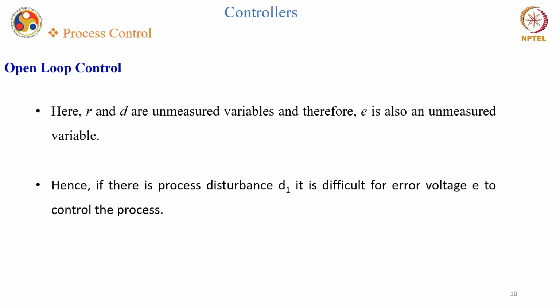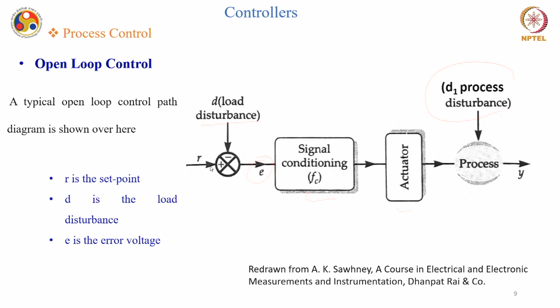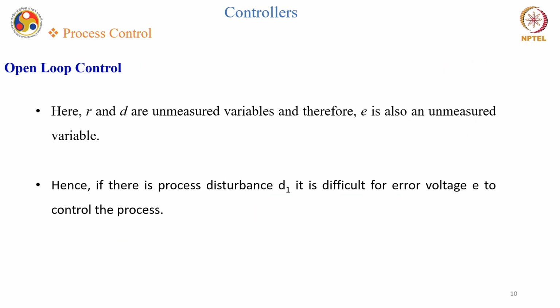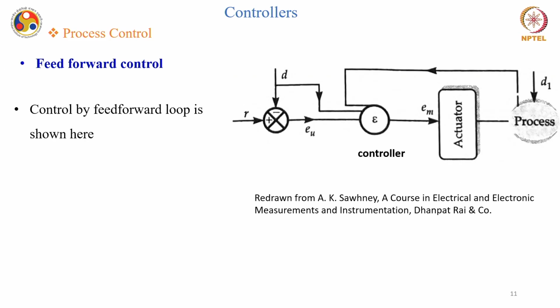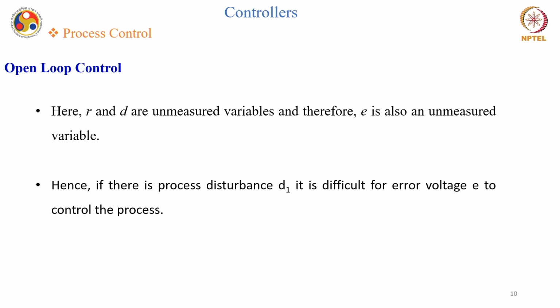Here R and D are unmeasured variables. So if you have R and D as unmeasured variables, it definitely means that this E is also an unmeasured variable. Therefore, if there is process disturbance D1, it is difficult for error voltage E to control the process. And therefore, open loop control is usually not desired.